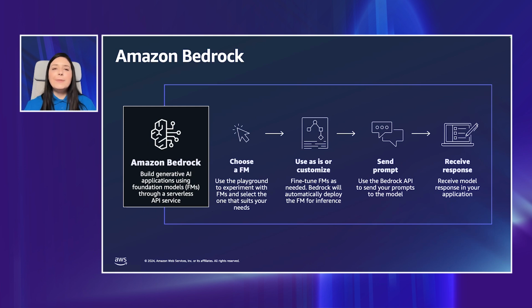And then once you have the right context, you can send this prompt to your model and you get the response. And then you can use API queries to get this response and to use this response in your application. All of this with the security, privacy, and responsible AI that you already need, provided by AWS. So all of this is fully managed by AWS.